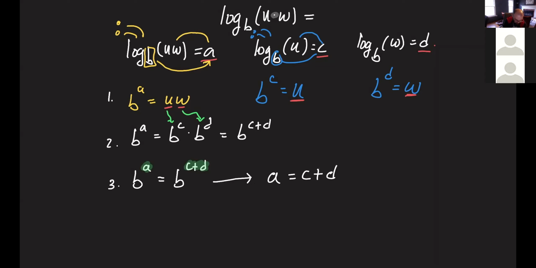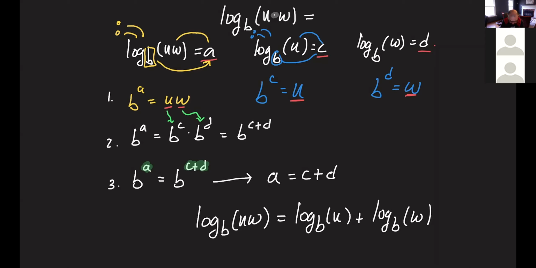Through steps two and three, we brought this back to exponent rules. At the beginning of today, we were thinking that logarithms are really exponents, the exponents I have to put on different numbers to get the results I want. So it makes sense that exponent rules would apply here. If we go back to the start, A was log base B of UW, which is equal to C plus D, which is log base B of U plus log base B of W.